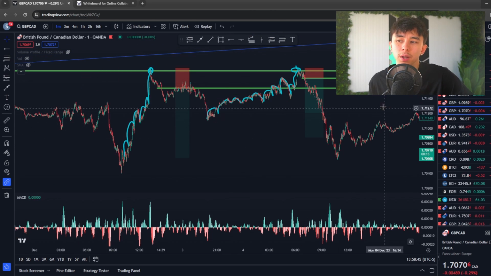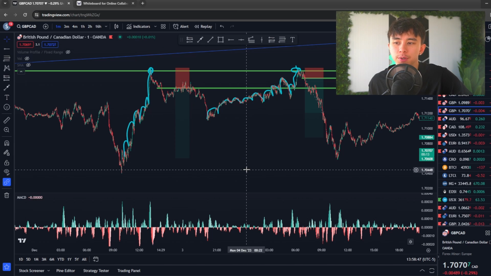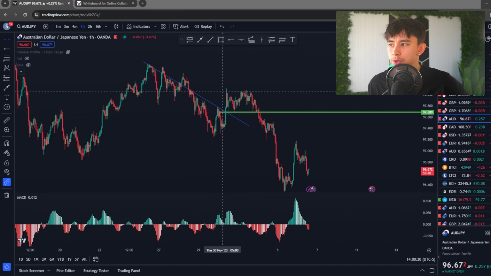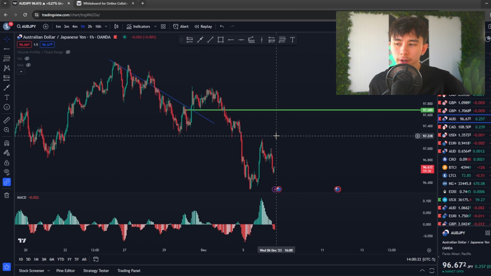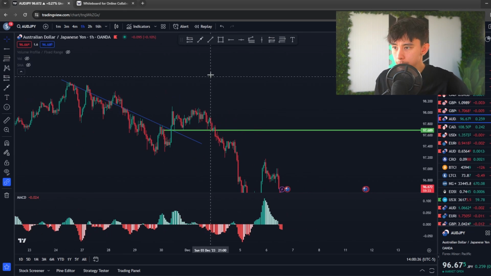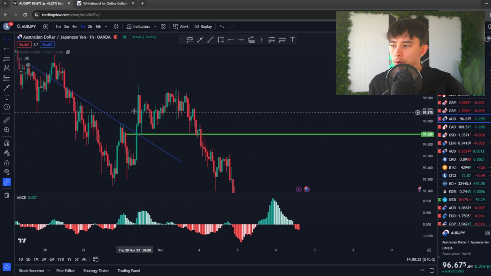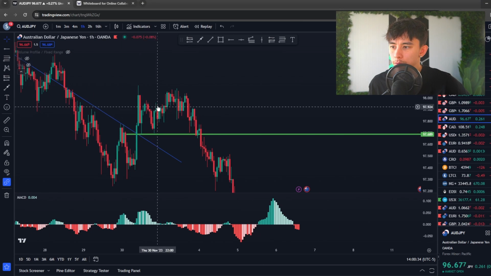Now, I haven't shown a downtrend yet as an example, so I'm going to show you guys how it works in reverse. Let's get right into that. Okay, guys, so we're here on AUD JPY now. Once again, looking at the 1 hour. As you can see, we had a nice little downtrend here. Price broke out of the downtrend here, and then we had price tap into it multiple times.